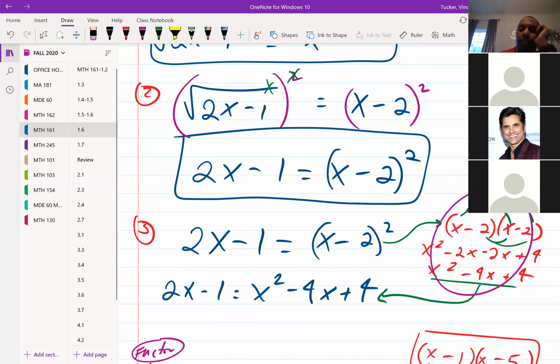We have the expansion of x minus 2 times x minus 2. You FOIL out: x times x, x times -2, -2 times x, -2 times -2. And that gives us this quantity right here.